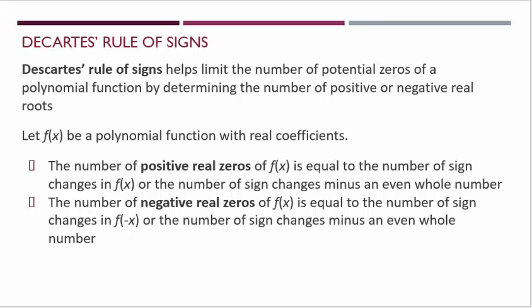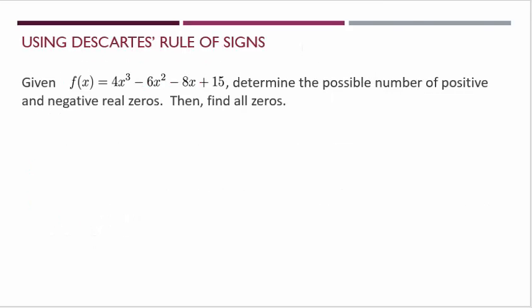And the number of negative real zeros of f of x is equal to the number of sign changes in f of negative x, or the number of sign changes minus an even whole number. So let's take a look at this example. We're going to try to find the possible number of positive and negative real zeros of this given function.